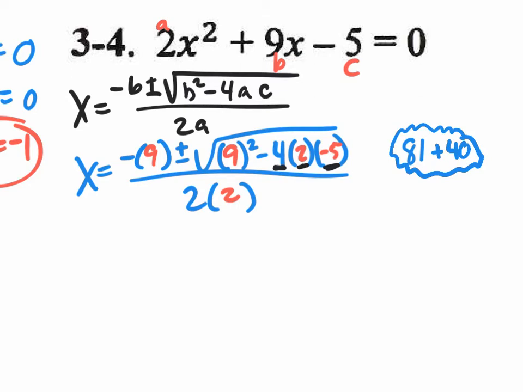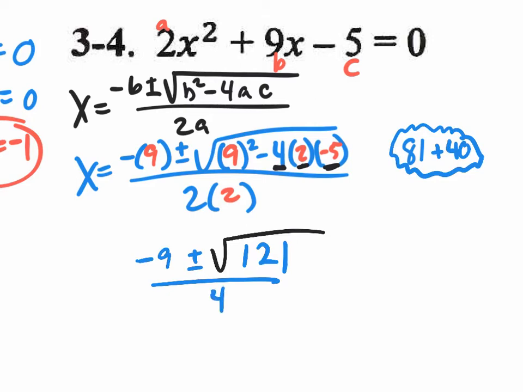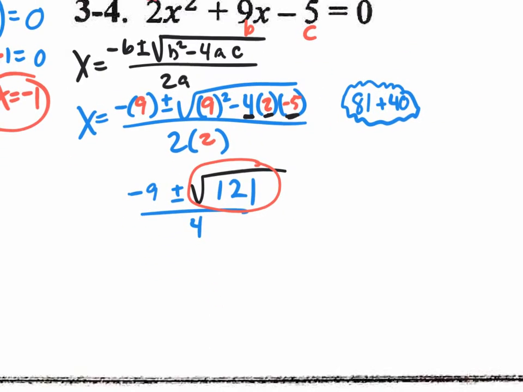So what is 81 plus 40? 121. So the discriminant value is really 121. Let me rewrite the rest. The plus or minus, the negative 9, the divided by 4. Okay, now what is the square root of 121? 11. So let's rewrite it all. It's going to be x equals negative 9 plus or minus 11 over 4.